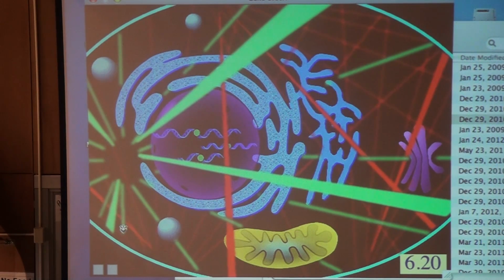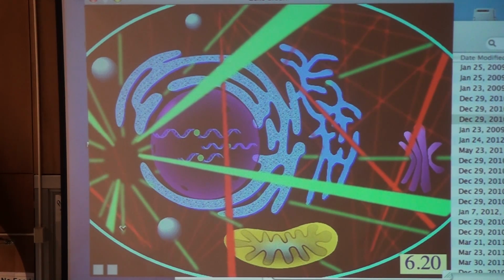Okay, what do they do? Well, I guess I mentioned this. They hold the organelles in place. They make like a rigid framework inside the cell that keeps the organelles more or less in one location throughout the cell.